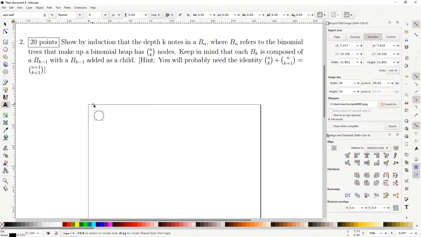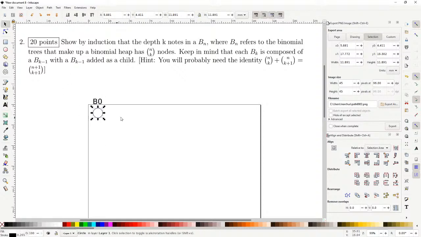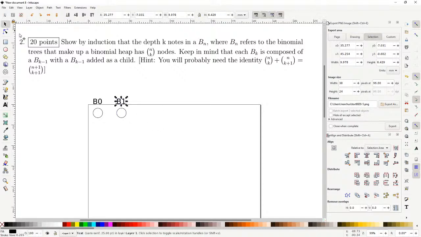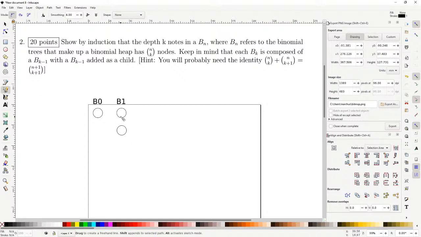So if you remember that this thing is a B0, whoa, that's 75 point font. Let's make it 25 point font. That's better. So that's a B0, it's a single node, right? Now you don't know anything about that, right? Not really. A B1 is the same thing as a B0 with another B0 attached. Like that.